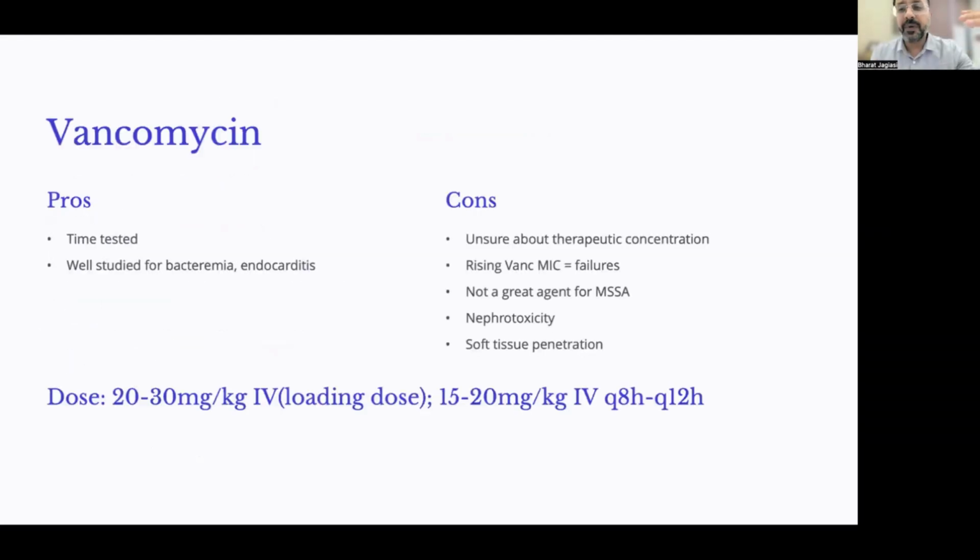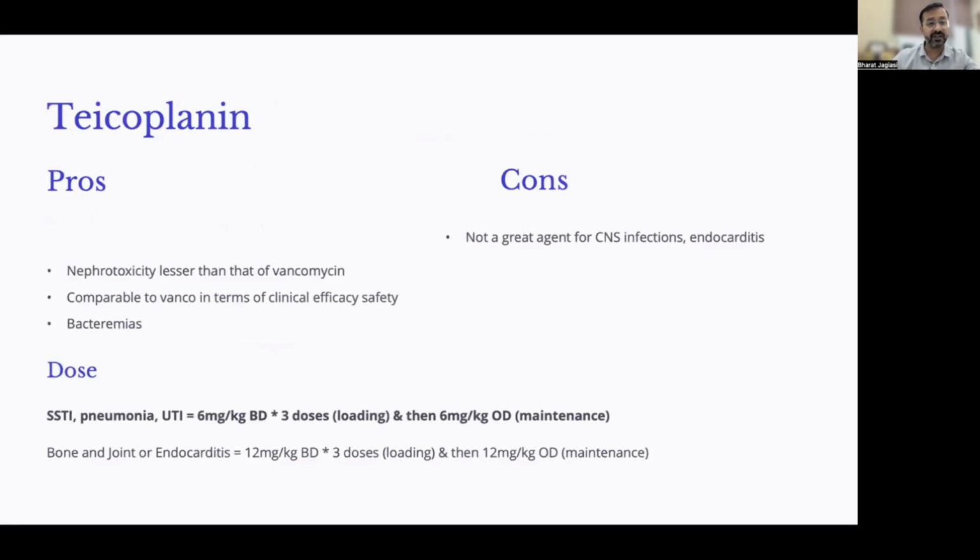So when we compare the treatment, when we use vancomycin, what goes in favor of vancomycin is that it is time tested and well studied for bacteremia and endocarditis, but we are not sure about the therapeutic concentration. Rising, that is creeping, MICs lead to treatment failure. It's not a great agent for MSSA, and it's nephrotoxic and has poor soft tissue penetration as well.